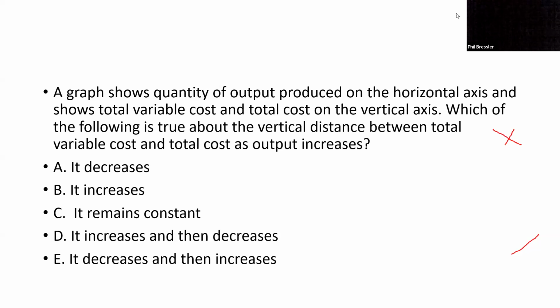Okay, what do we got here? We got A, right? Because average fixed cost is going to decrease. Does anyone have any other questions they want to ask?